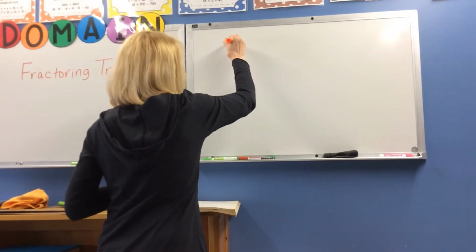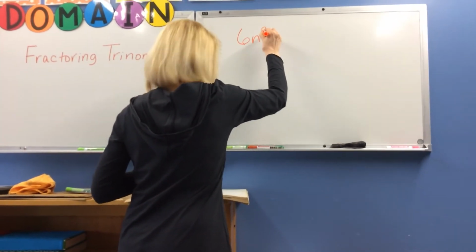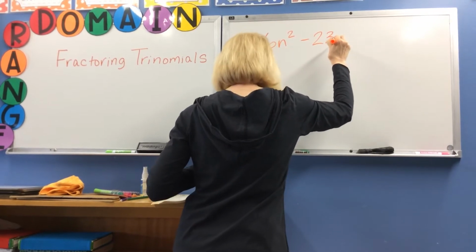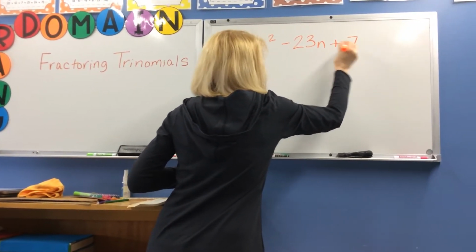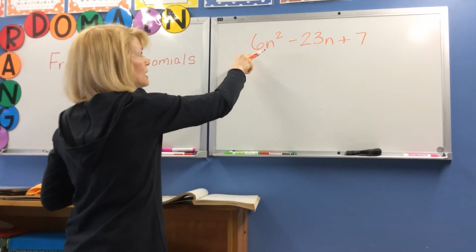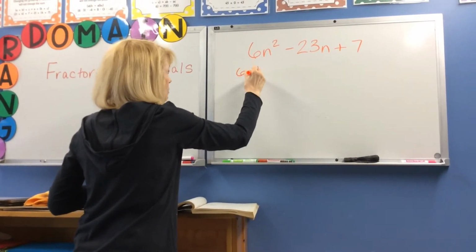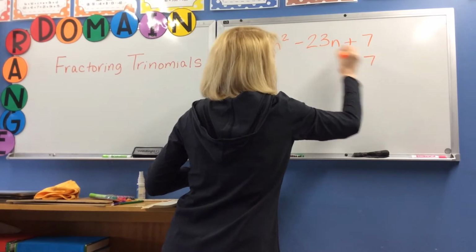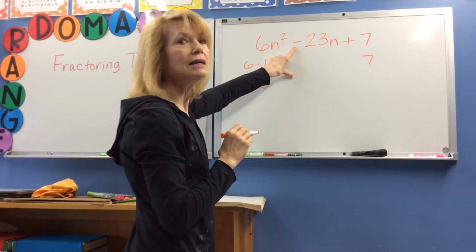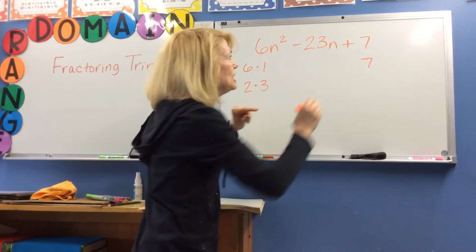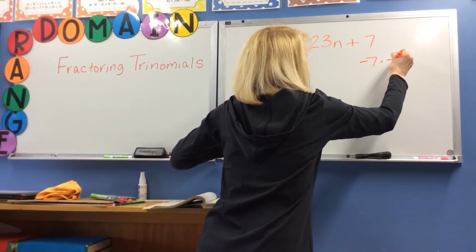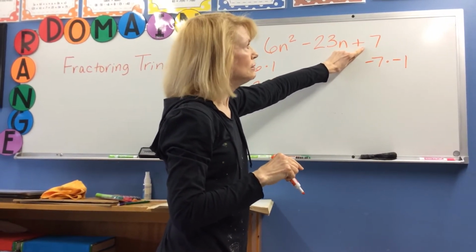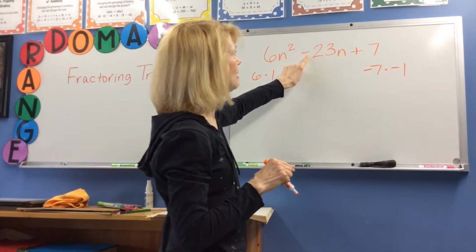This one's got a great big number in the middle. So my factors of 6 are 6 and 1, 2 and 3, and my factors of 7 are going to just be 7. But look, I've got a negative number in the middle. So that tells me that both of the factors of 7 have got to be negative because I have a positive third term in my trinomial. Okay, so negative times negative is positive, but I have a negative number here.